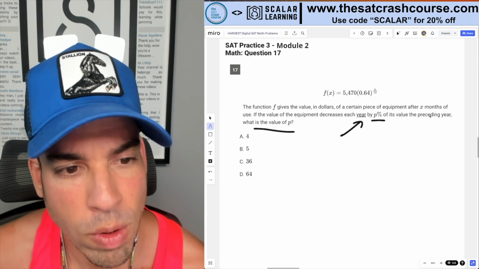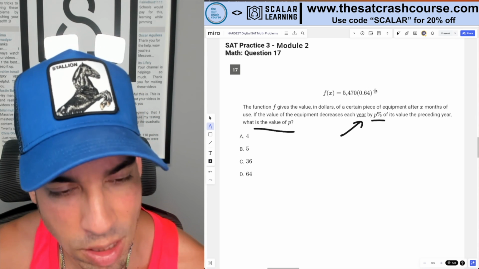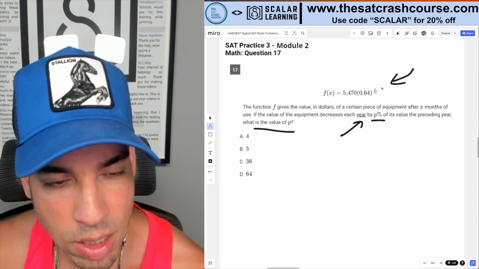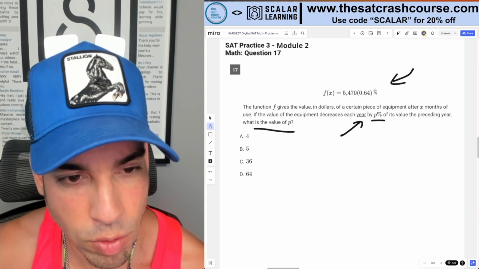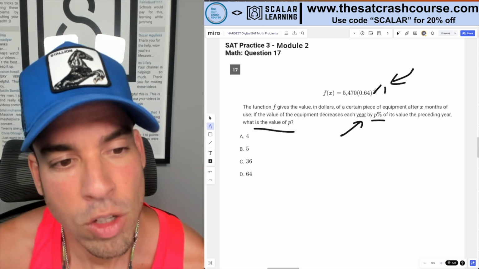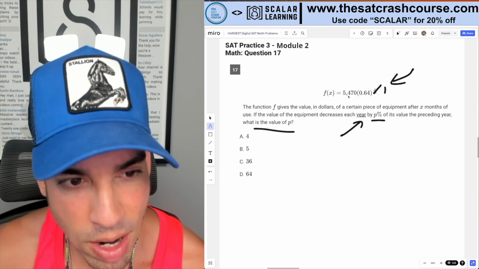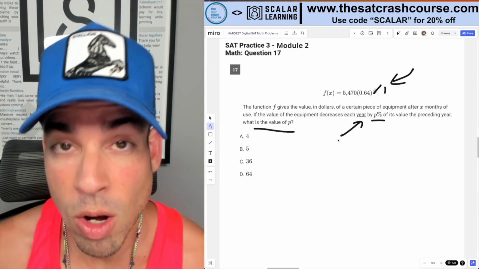Okay. So if I want to find this P%, since x is the number of months, I need to figure out what that percentage drop is when I plug in 12 for x. So plugging in 12 for x, I get 12 over 12, which is 1. So for that 1 year, I've got 0.64 to the 1 power times 5,470. But this right here tells me all I need to know, right?